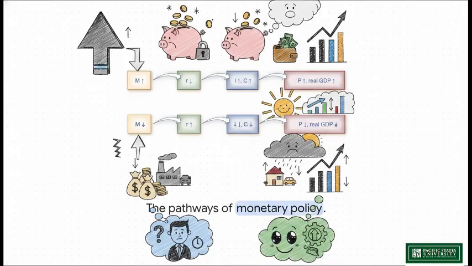Now follow the bottom path. The exact reverse happens for contractionary policy. The central bank intentionally restricts the money supply. Less money available raises the interest rate. That higher cost of borrowing leads directly to a reduction in business investment and a drop in household consumption, which decreases aggregate demand. That drop in demand is what ultimately tames rising inflation.